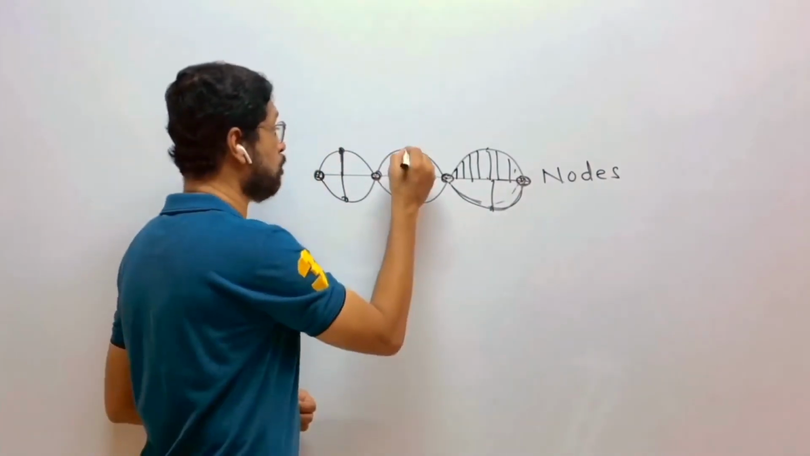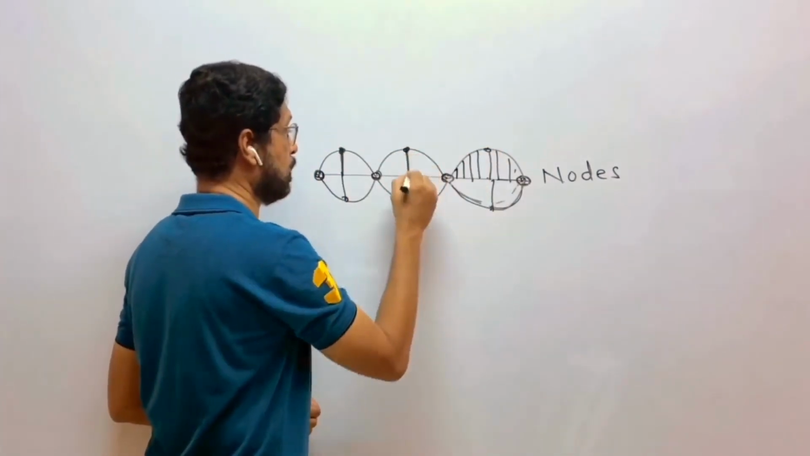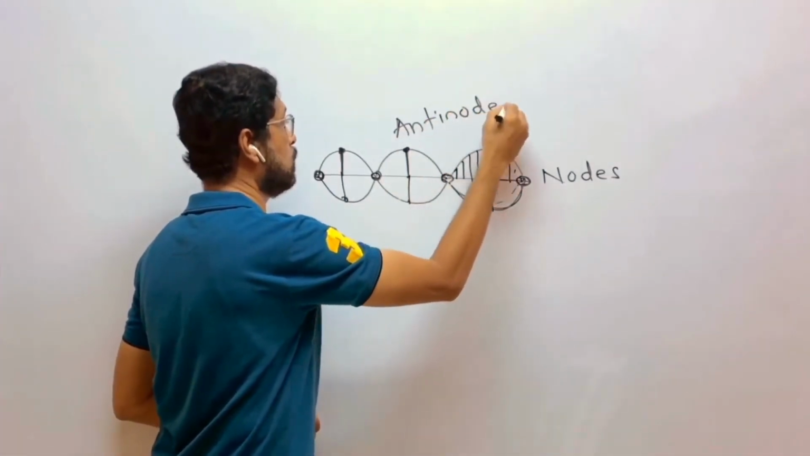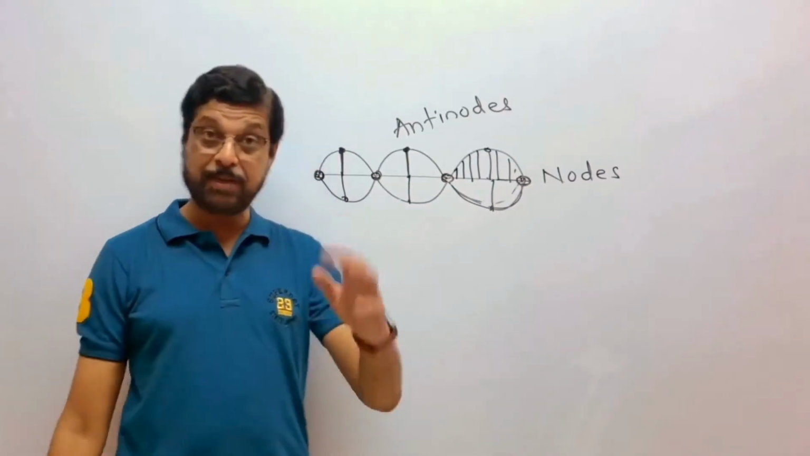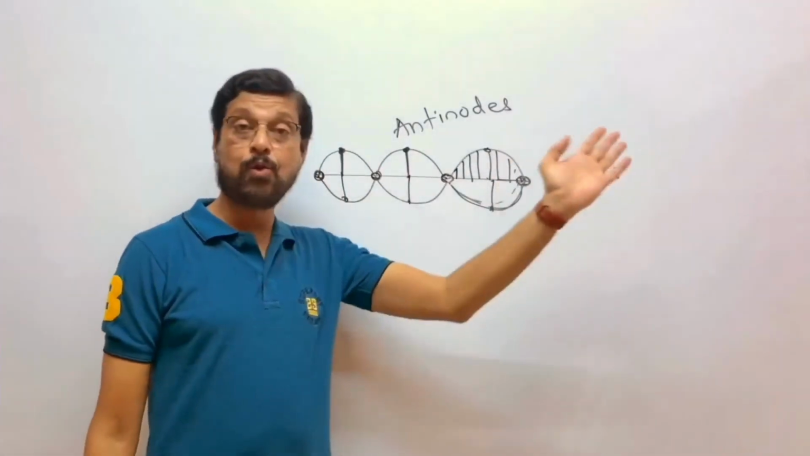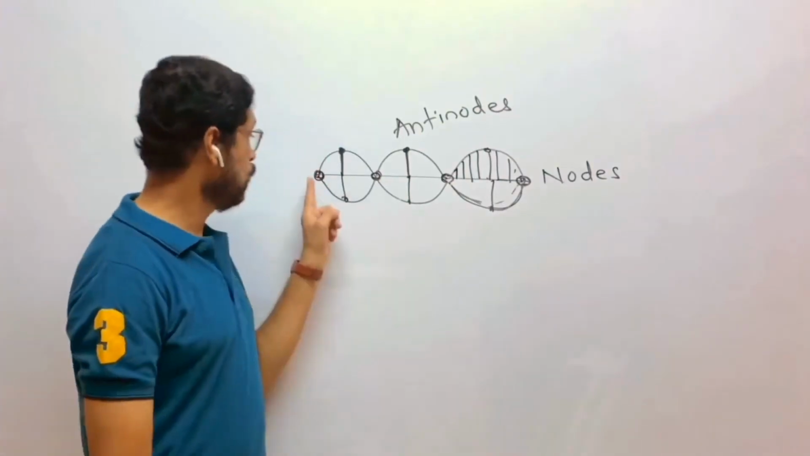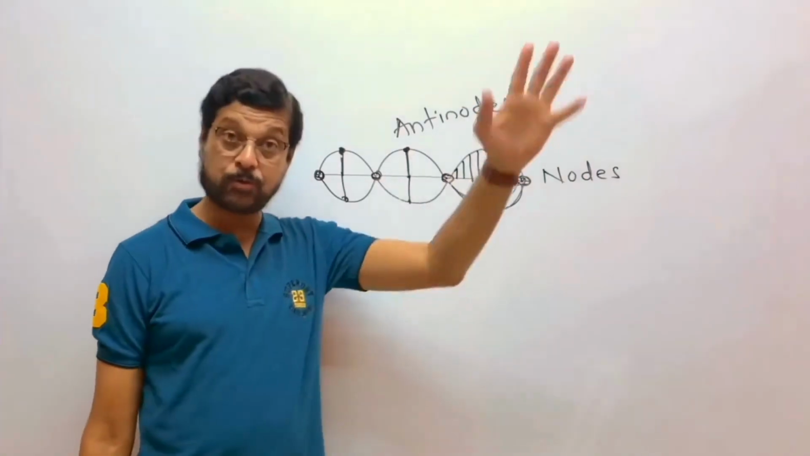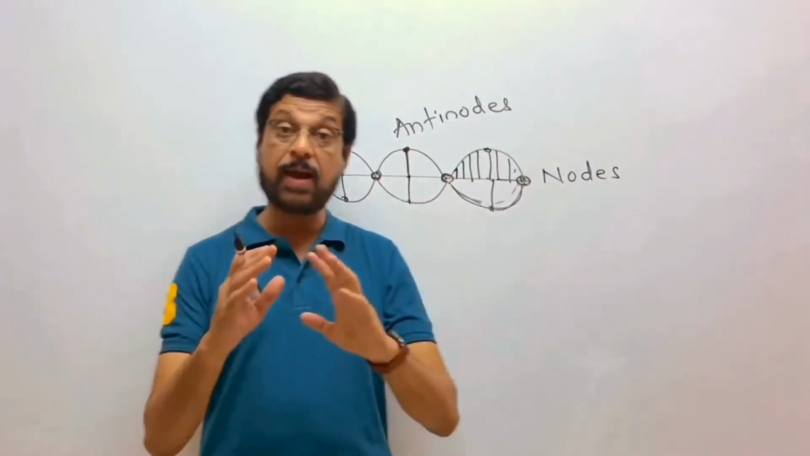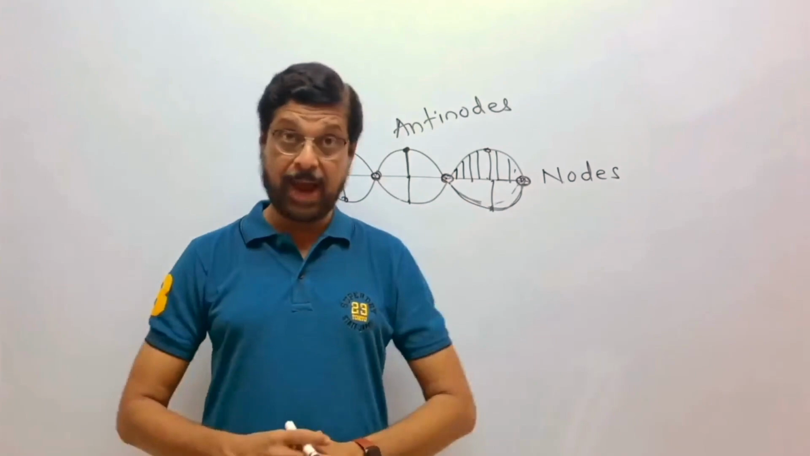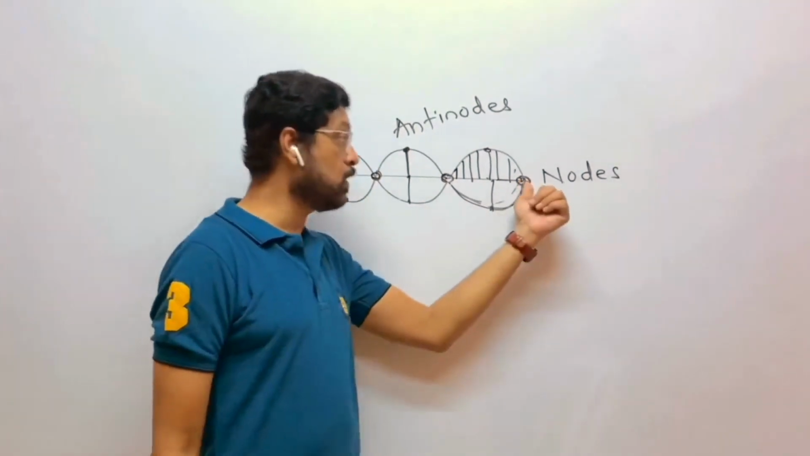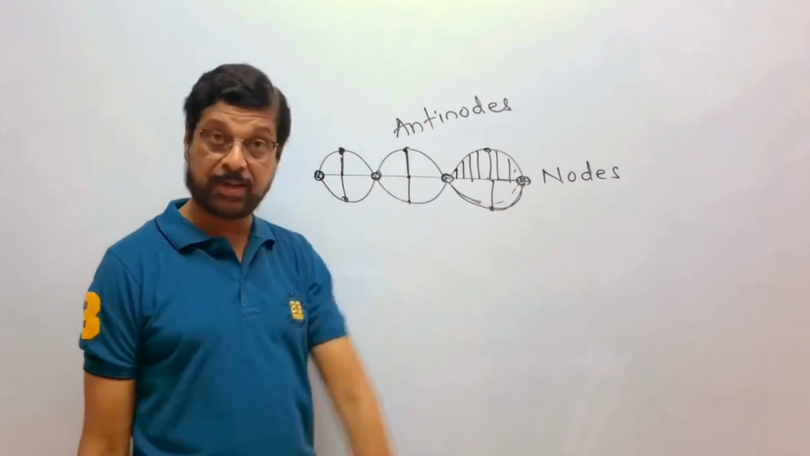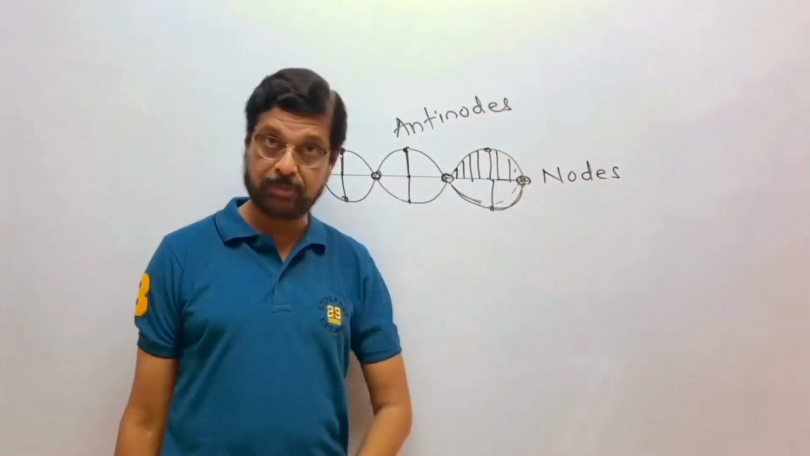And the points of maximum displacement are called antinodes. So in a stationary wave, there are alternate nodes and antinodes. Node, antinode, node, antinode, node, antinode, and so on. The points of zero displacement are called nodes. The points of maximum displacement are called antinodes.